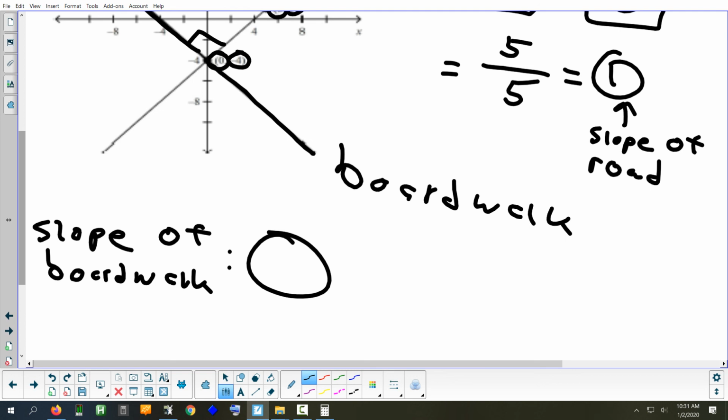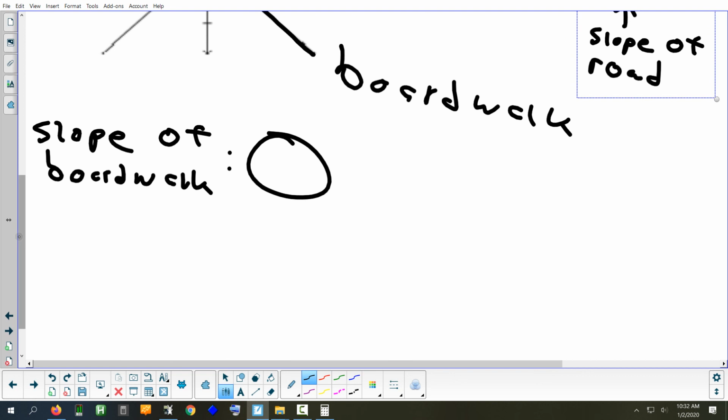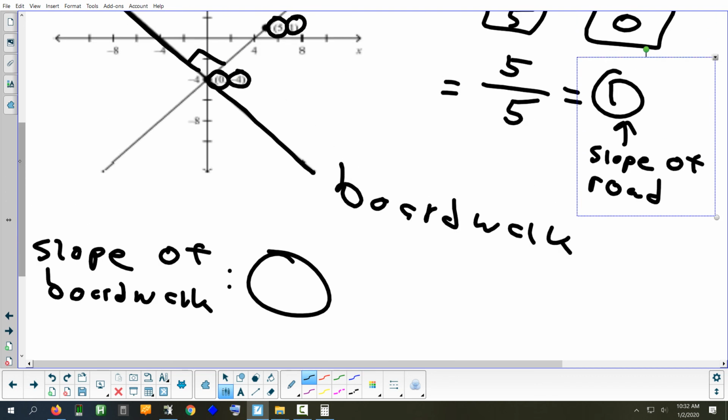Okay, here's the slope of the road. Let's make it the opposite and then flip it. And that's going to be the slope of the boardwalk, which is perpendicular. What do you get when you flip 1? Think of 1 like this. When you flip 1, it stays the same. So you flip it, you get 1. What's the opposite? -1. That's the slope of the boardwalk. Okay, because the slope of the road was 1. I want the boardwalk to be perpendicular, so I found the opposite reciprocal, and that's the slope of the boardwalk.